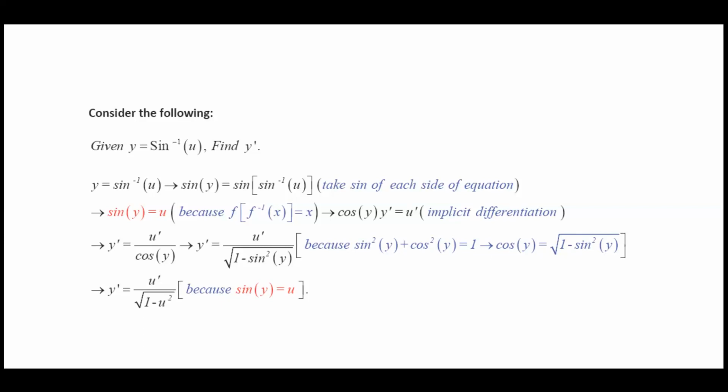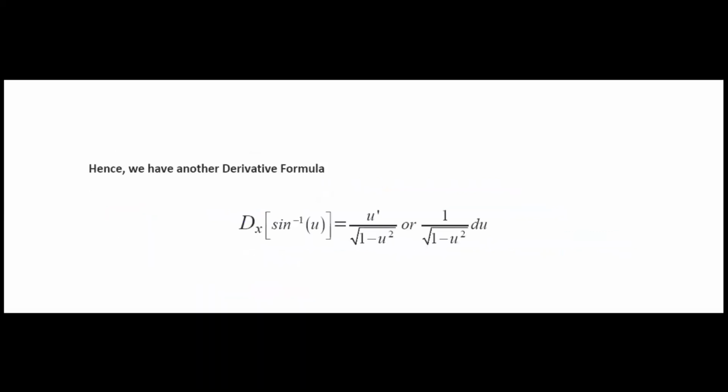And now we're one step away from being finished with this derivation. Notice the sine of y is u, so we're going to substitute u in for the sine of y, and we get this expression. Y prime, the derivative, is u prime over the square root of 1 minus u squared. There's a statement of that derivative formula. Now notice, just like with the inverse tangent, the numerator is u prime.